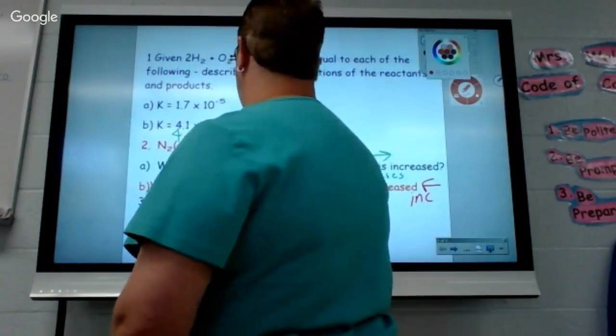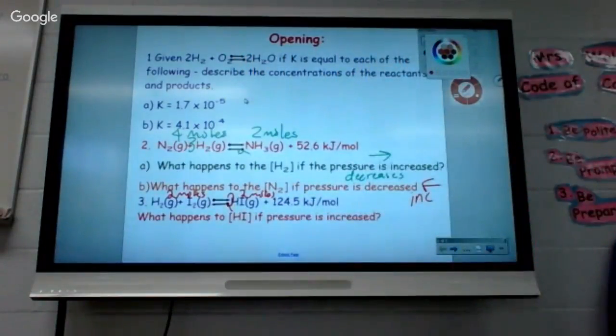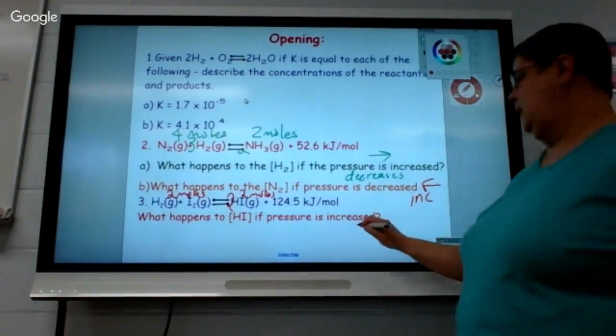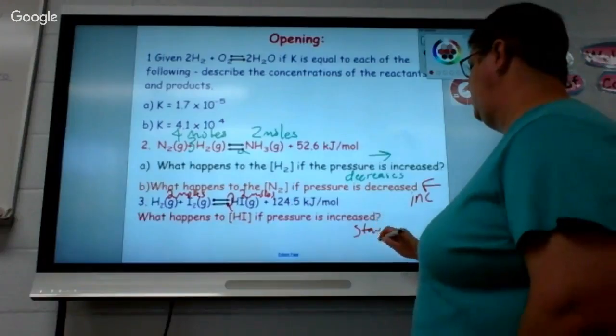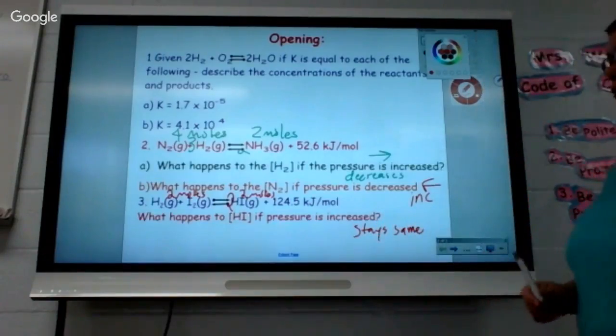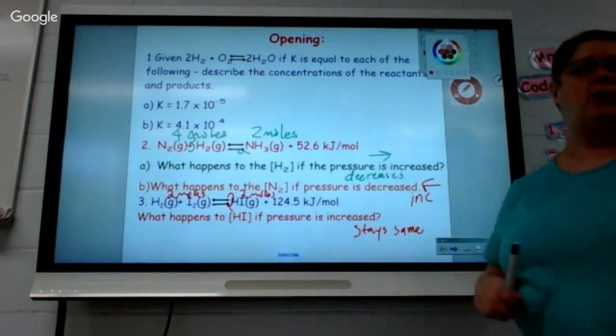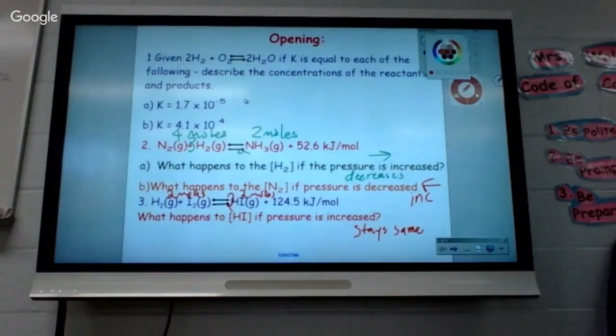2. All right, so the person who said, are they equal? Yes. So what happens to HI if the pressure is increased? It stays the same. Okay, you see the difference in those? Now, does concentration or temperature work that way? Can it stay the same with concentration or temperature? No, that only happens with pressure. Questions about that before we talk about homework?